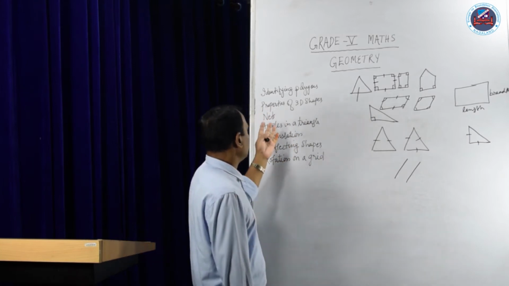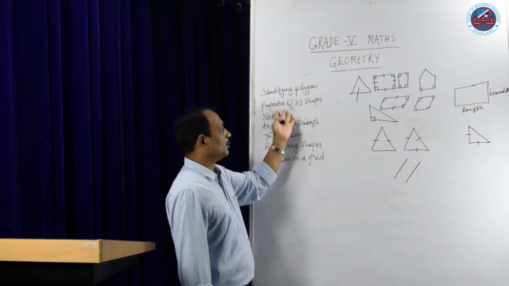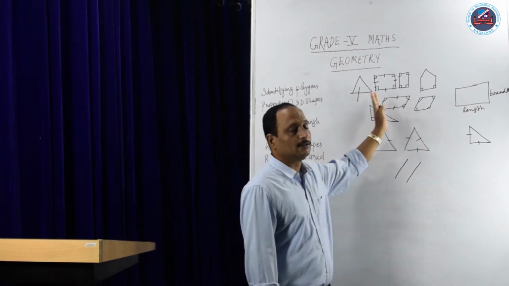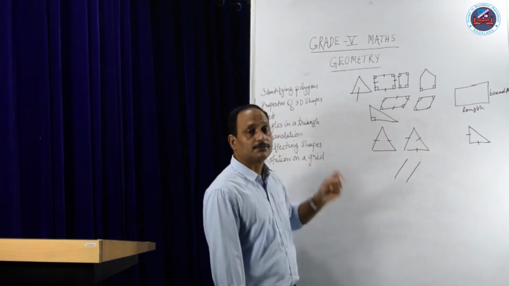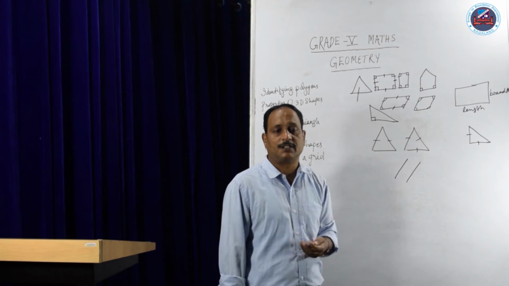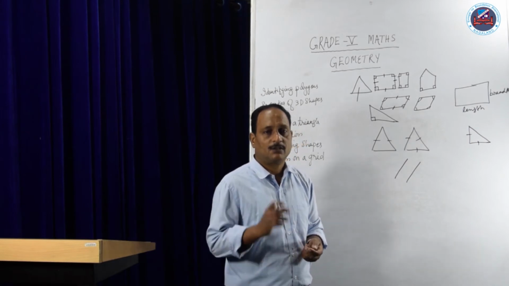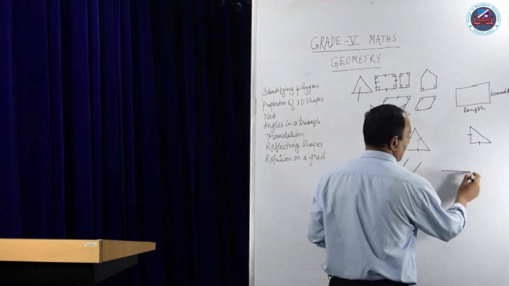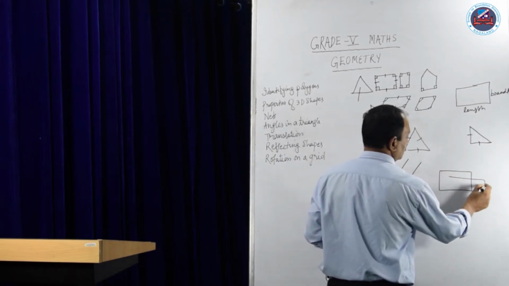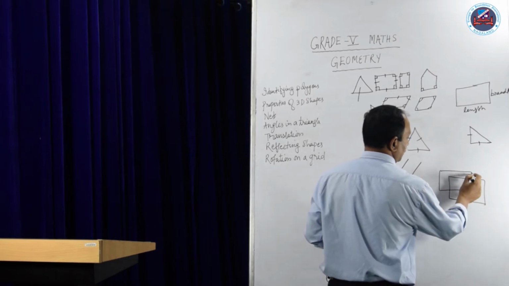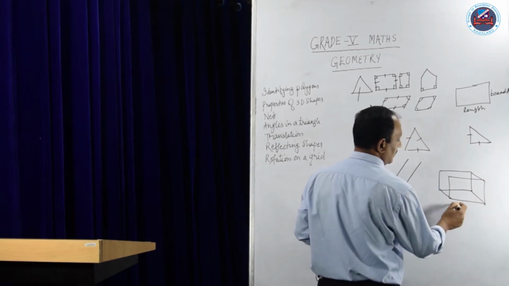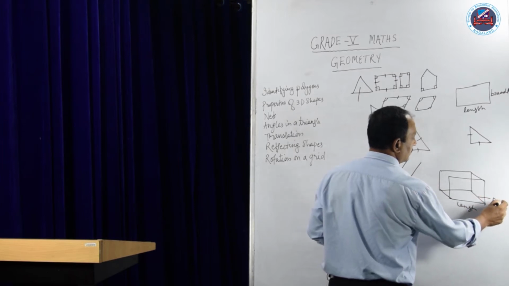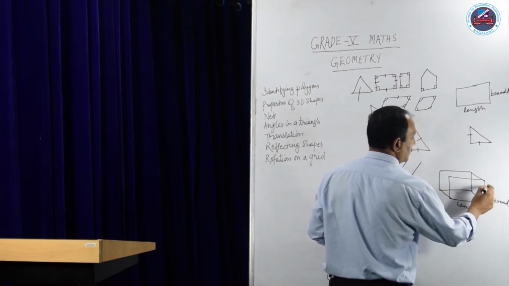Now, let us come to properties of 3D shapes. We know 2D shapes. These are all 2D shapes. What about 3D shapes? What is a 3D shape? A 3D shape has three dimensions, that is length, breadth and height. This is length, this is breadth and this is height.